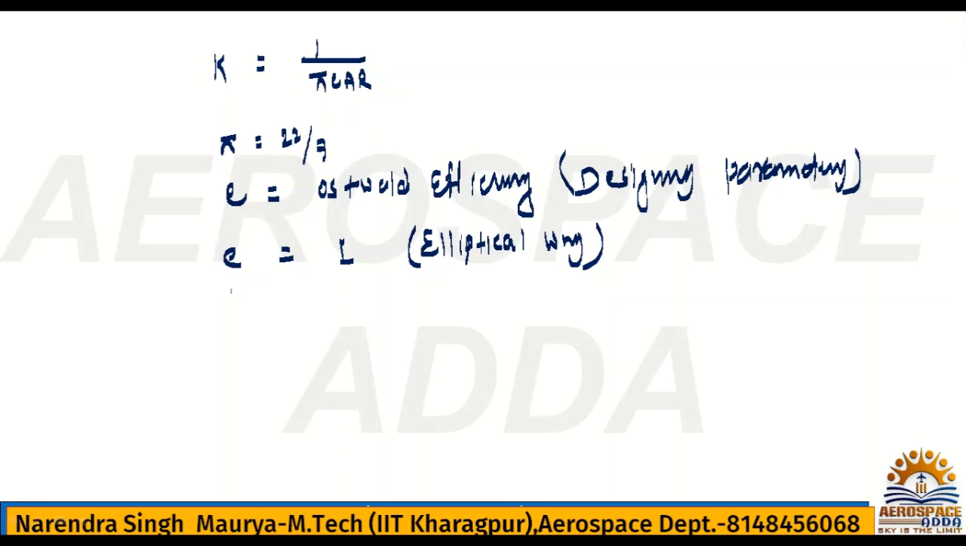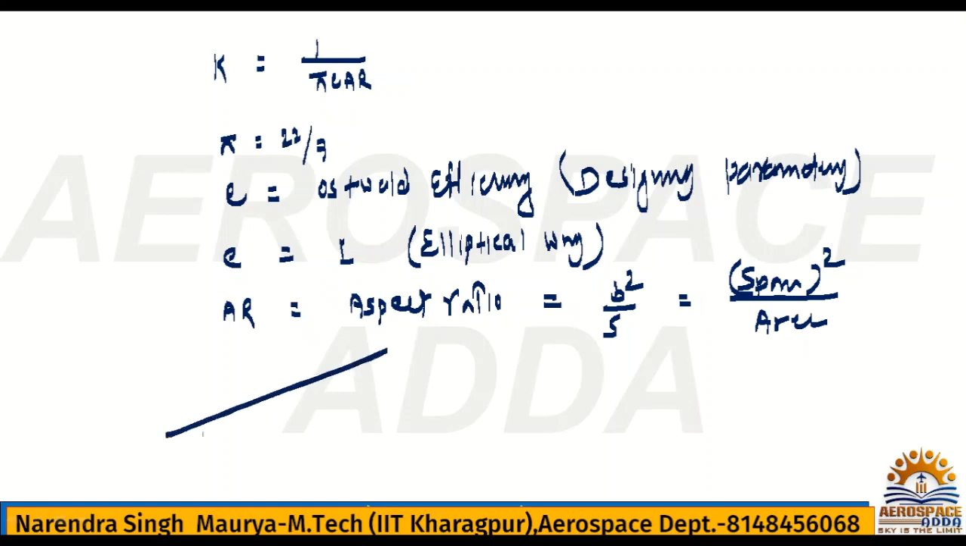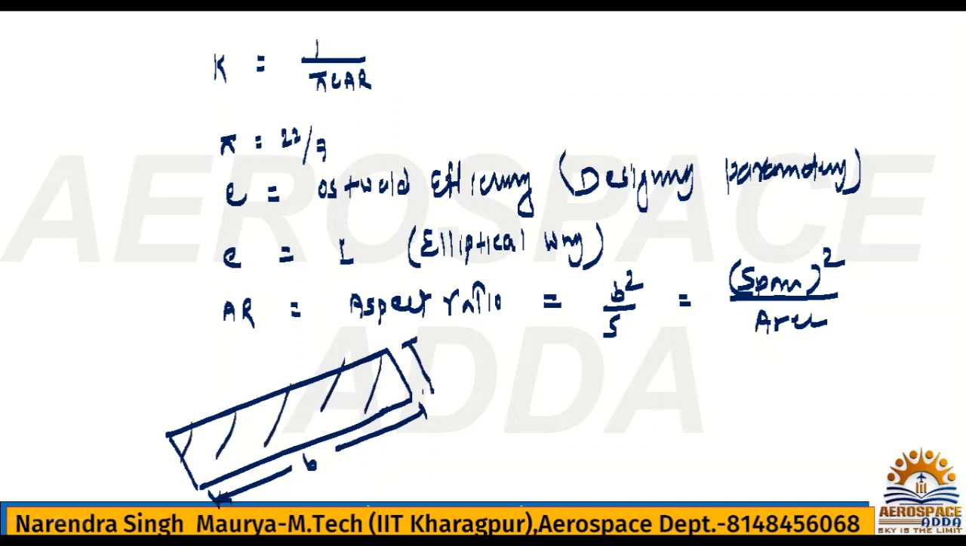All right, now the next parameter AR, which is nothing but aspect ratio. What is the aspect ratio? It is B square by S, meaning span of the wing squared divided by area of the wing. Understood? Just say, suppose this is the rectangular wing here. So what is the span? This is the span. This is the chord of the rectangular wing. So what is S? S is nothing but length into width, B into C. This is a rectangular wing. Okay.